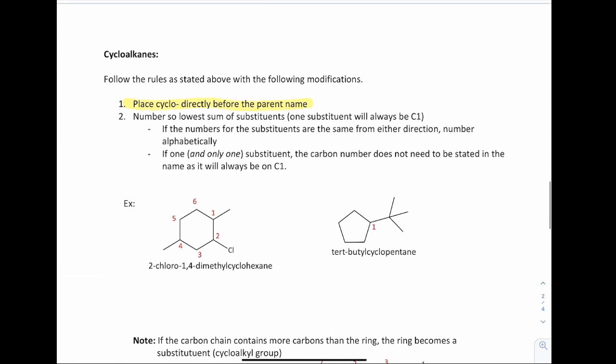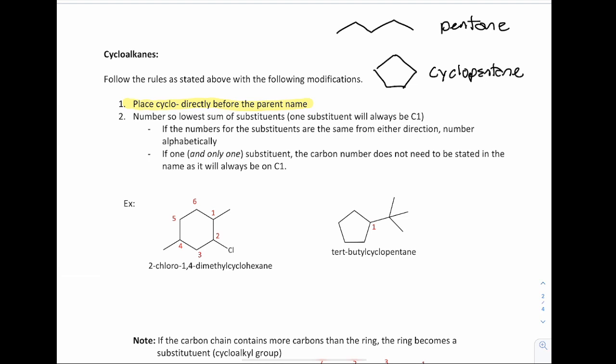So if I was to draw, let's say, a chain of 5 carbons, right? 5 is pent. And then it ends in ane, right? Because it's an alkane. If I was to make a ring of 5 carbons, 5 is still pent, it's still ane because it's an alkane, but I'm going to put cyclo in front of it. So cyclopentane. So directly in front of our parent, we're going to put the word cyclo. Even if I have substituents on it, cyclo goes right in front of it.